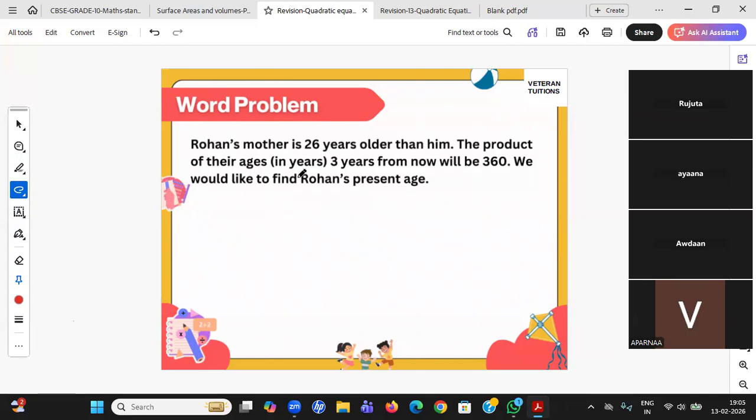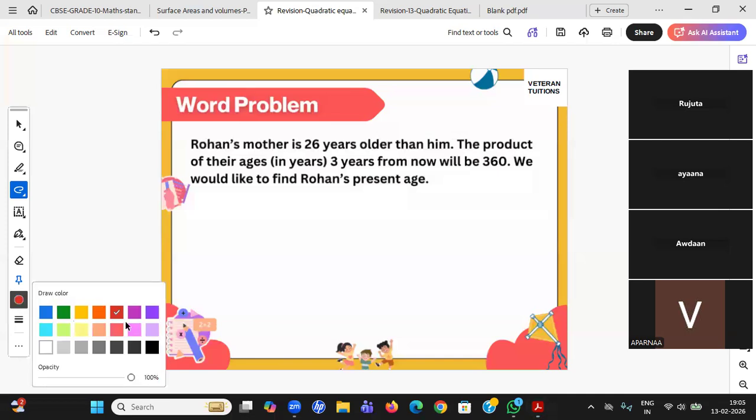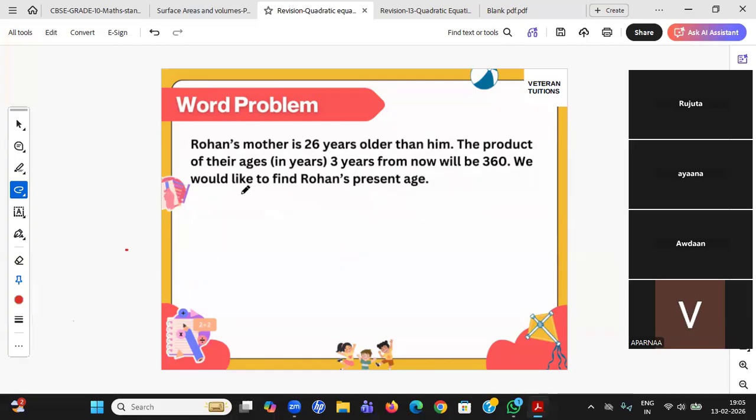Let's assume Rohan's age to be x, and Rohan's mother's age to be y. Yes, you are absolutely right. But now I want to know: Rohan's age after 3 years, are you assuming it as x, or the present age as x? The present age. Okay, very good.